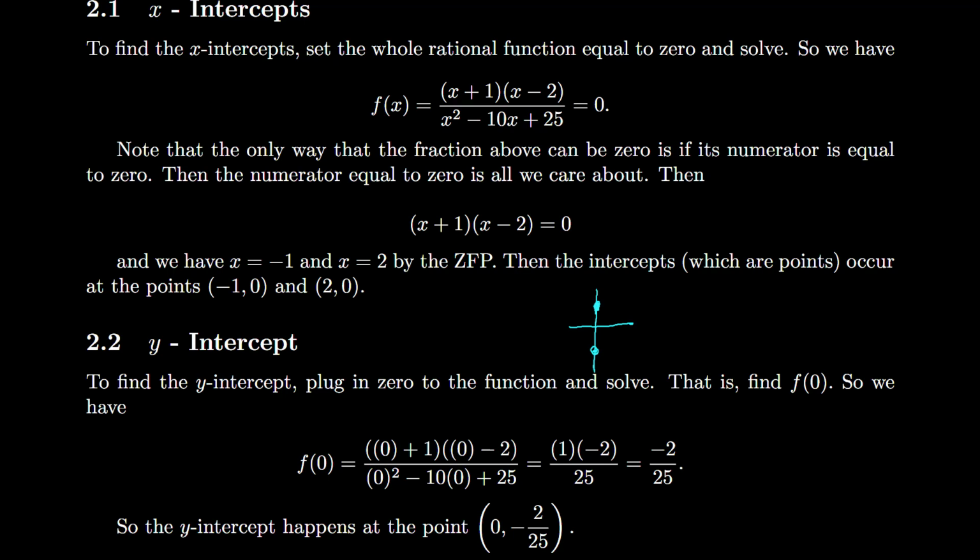You went from here, you went neither right nor left. It had to have been 0. So for you to be here, your x had to have been 0. So because x is always an input, we plug in x equals 0, and that's it for that. So to find the y-intercept, we just plug in 0 to the function and solve. That is, we find f of 0. So you literally just plug in 0.